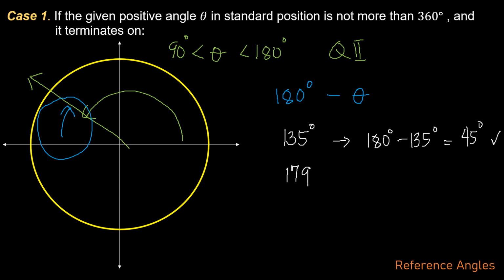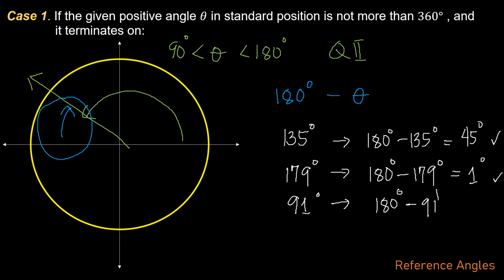Another, if you have 179 degrees, that is almost 180 degrees. However, subtracting that to 180 degrees will give you 1 degree. That's the reference angle. Basta hindi mo malalampasan ng 180 degrees at hindi siya equal sa 180 degrees, ay reference angles makukuha mo using that formula. 91 degrees. 180 degrees minus 91 degrees is equal to 89 degrees. So it means to say that's how easy we get using this formula for quadrant 2.